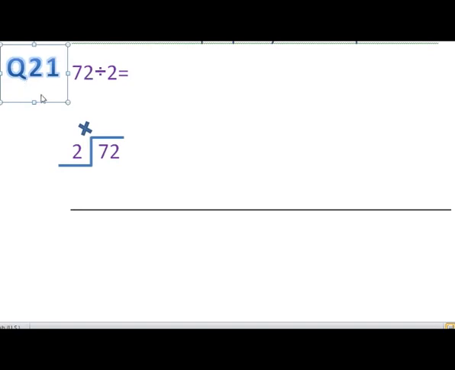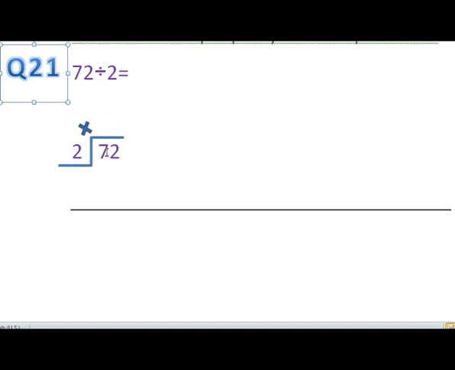So this is question number 21. We have 72 divided by 2, and it's written in 2 ways. This is the short division symbol, and this is the long division symbol. But it's also here a short simple division. It's not that complicated or that hard. We have 2 digits here and 1 digit there.